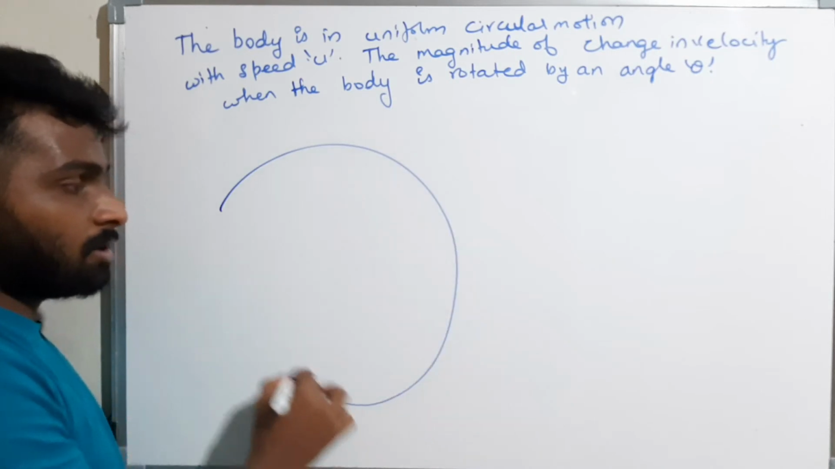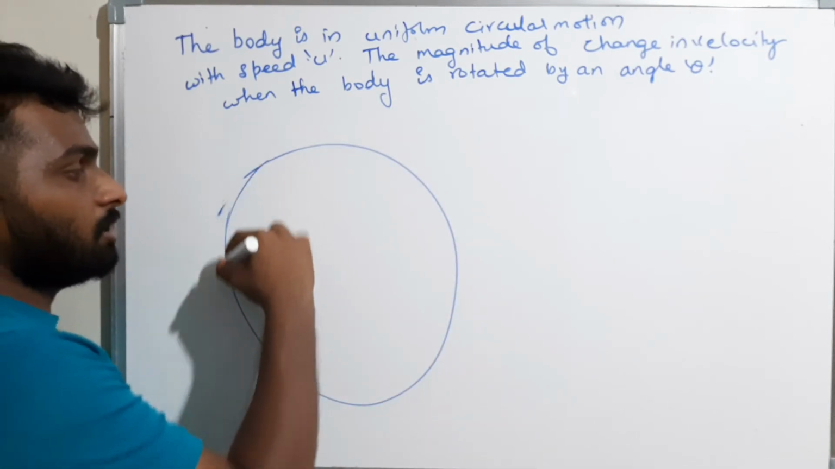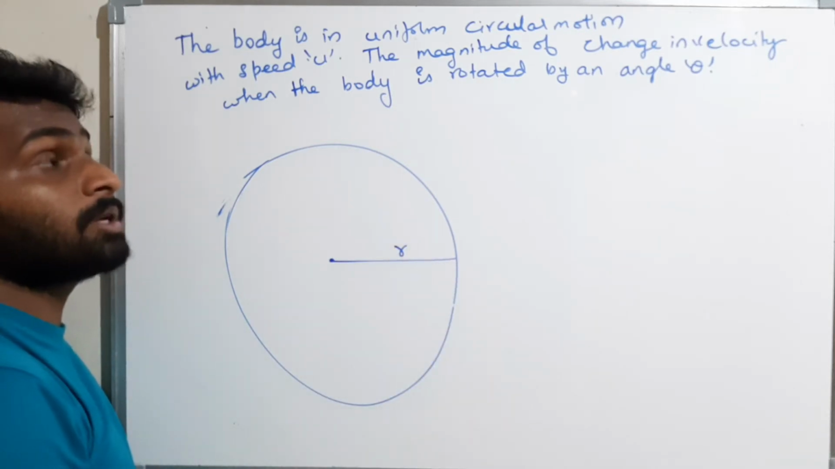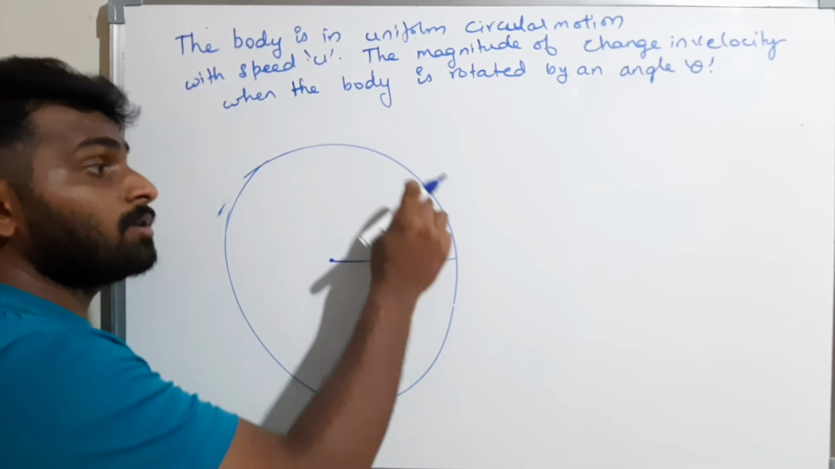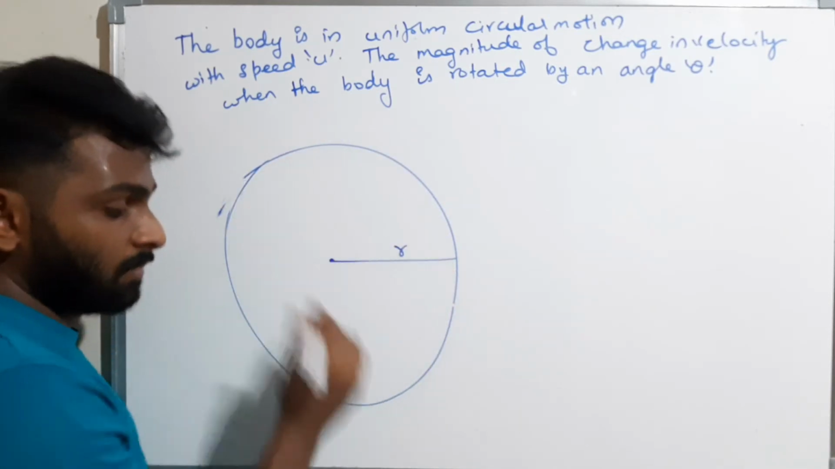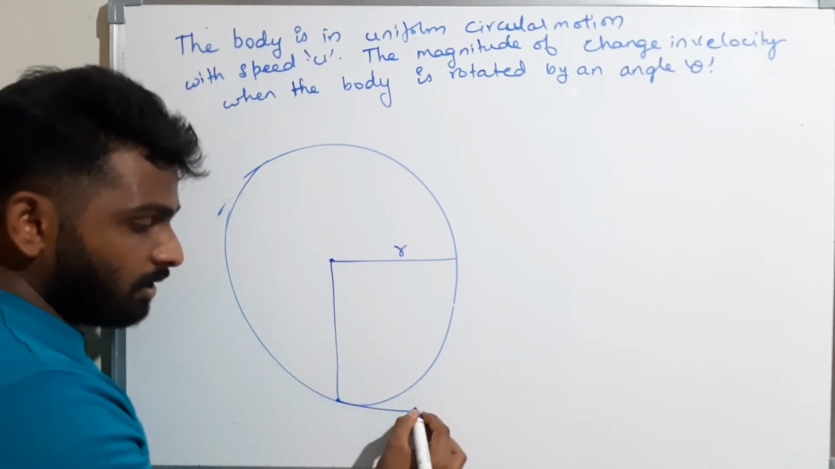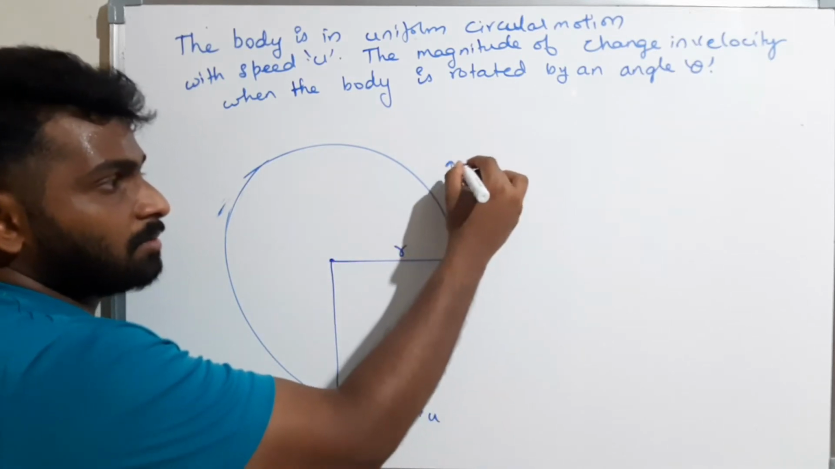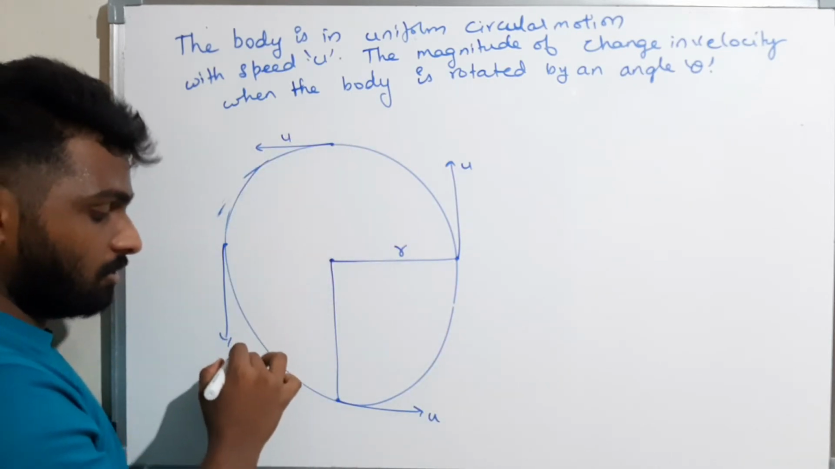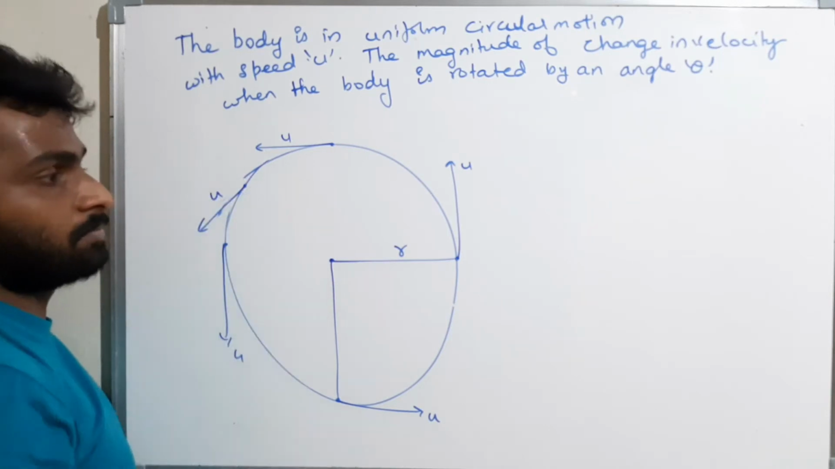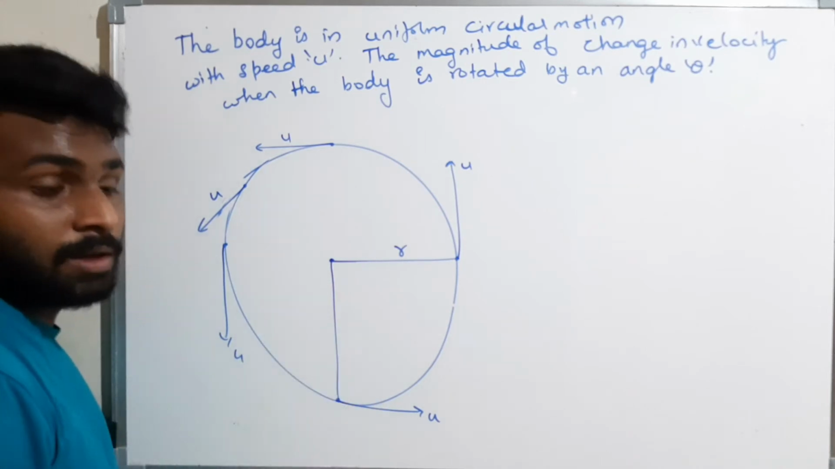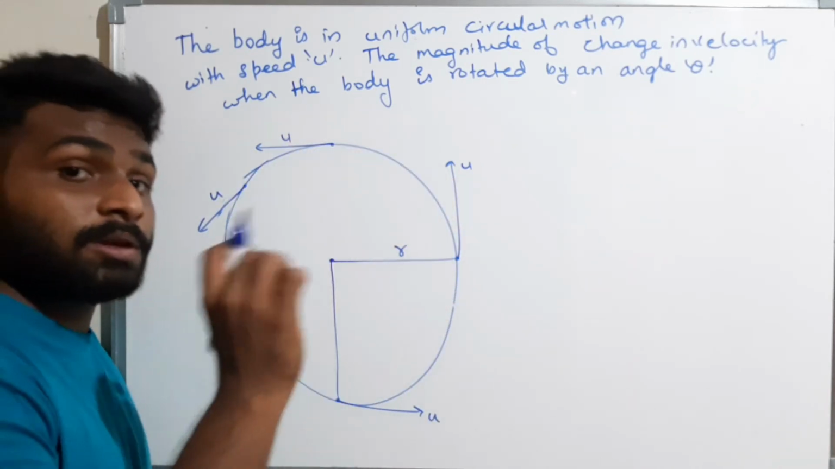What is the meaning of uniform circular motion? Now the body is moving in a circular path of radius r. I don't know what the radius r is. When the body is moving in a circular motion, the speed of the body won't change. That means everywhere the speed is the same, u. Wherever the body is in circular motion, the speed will be constant. That is the meaning of uniform circular motion.